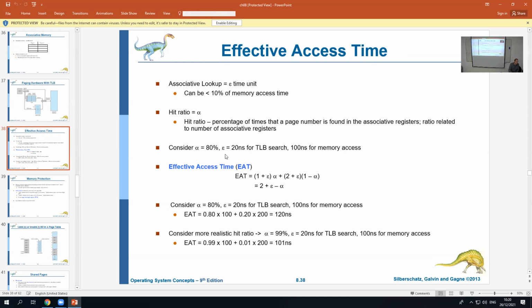An epsilon, or whatever that is, I don't know what that is. Anyone know Greek? It might be epsilon. Looks like an E, so epsilon sounds good. Let's call it epsilon. Epsilon is 20 ns.